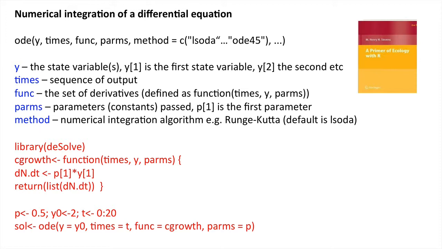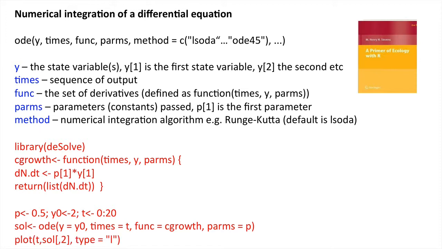The times that we're integrating over is between 0 and 20. In our case, we want to report only unit time intervals. The function that we're passing to ODE is this continuous growth function, and the parameters are simply that value p. Now it will take some getting used to, but that's all ODE needs in order to work out the numerical integration of that individual function and report in discrete time intervals between 0 and 20.